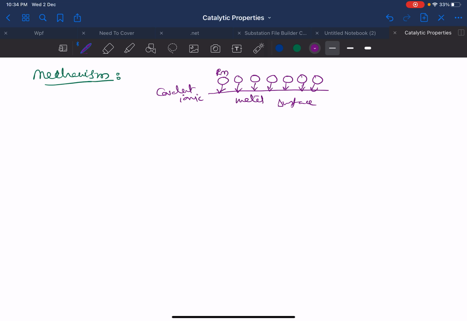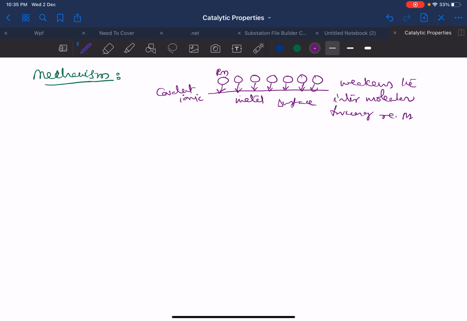Due to that chemical bonding, or chemical attraction, the reactant molecules will form a complex with the metal surface, and then that complex weakens the intermolecular forces of the reactant molecules. When the intermolecular forces are weakened, those molecules get adsorbed by the metal surface. So that is the main mechanism involved in the catalytic property.